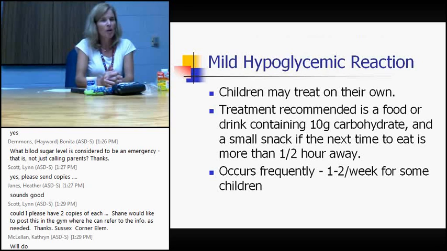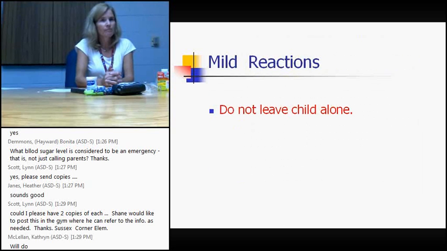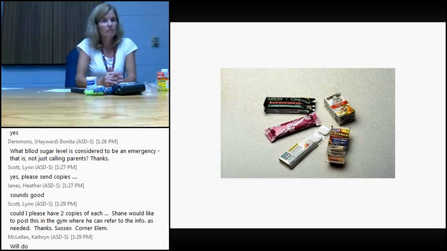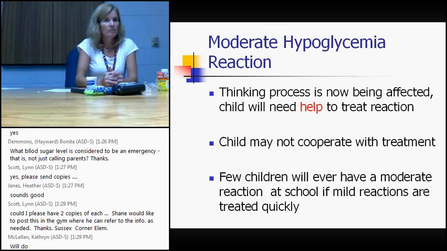Again, 10 to 15 grams of carbohydrate, and most children will have 1 to 2 low blood sugars a week. Important not to leave the child alone. If the child is on the playground and says they're having a low blood sugar, the buddy system is best, either a responsible adult going with them, or if they're older, a friend or another child to go along with them. These are just some examples of what you might use or have to treat low blood sugars.